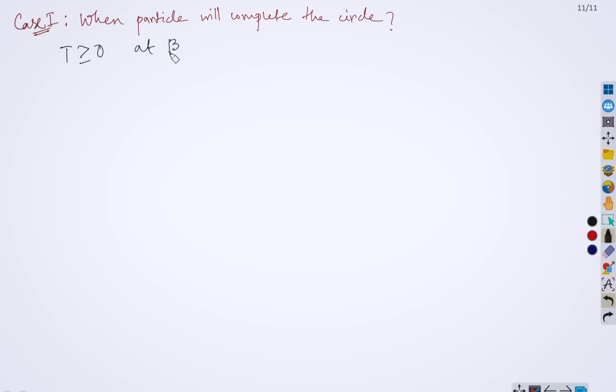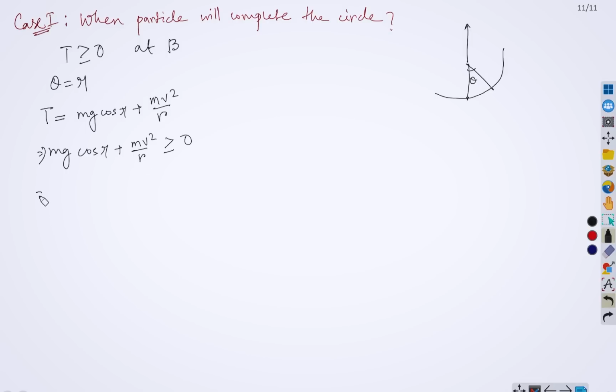This is the critical condition. Yes, now at position B the value of theta is pi, right? Yes, because this was our theta. So at the highest position theta will be pi. So if we now substitute theta equals pi in our equation 3, we obtain T equals mg cosine pi plus mv square by r, right? Since T is greater than or equal to 0, this implies mg cosine pi plus mv square by r is greater than or equal to 0. This gives us mv square by r greater than or equal to mg. Yes, because cosine pi is -1.